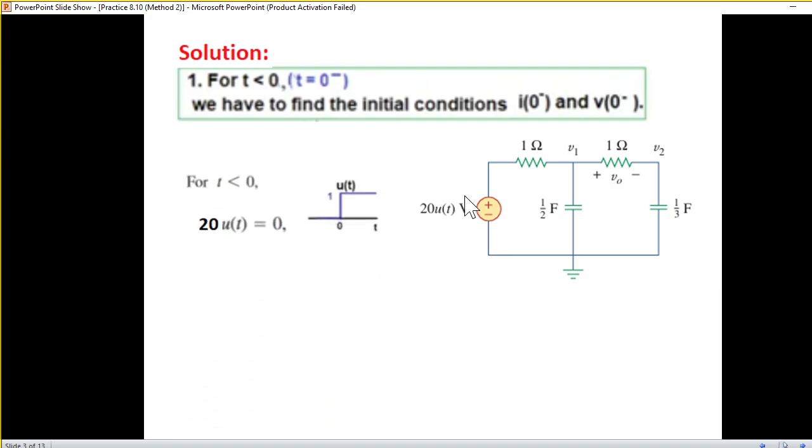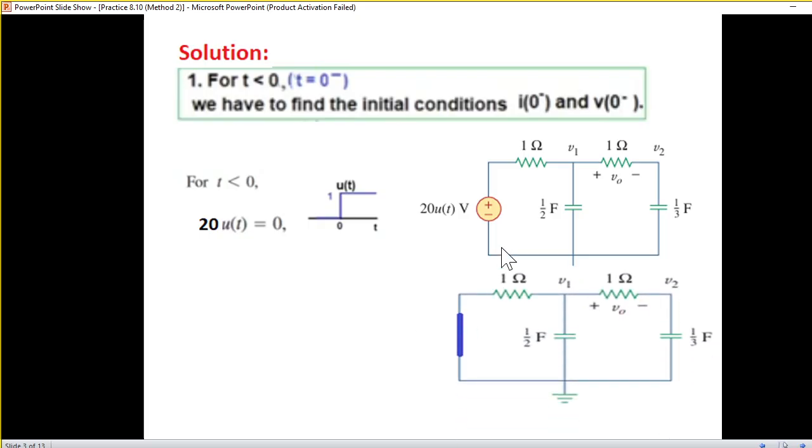But before we proceed, let's understand this. 20 u(t) means 20 is multiplied by u(t), and u(t) is 1 after 0. Before 0, it is 0. So 20 u(t) will become 20 multiplied by 0, equal to 0 for t less than 0. That means our circuit will become like this. The source is short-circuited, eliminated, 0.